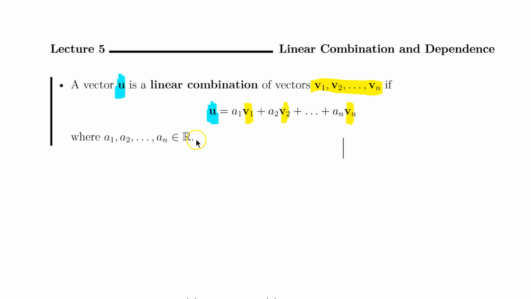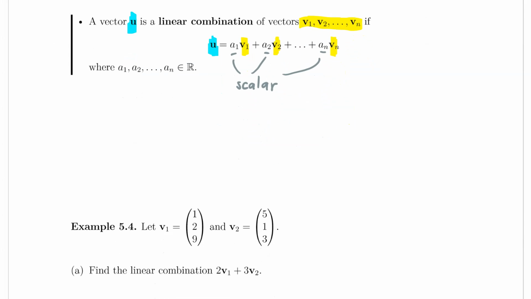So notice how my bold-faced u and my bold-faced v, all the yellow vectors here, are vectors. But the a's here are scalars, by the way. So here I have scalar times matrix plus scalar times matrix. So let's take a look at the examples down here then.